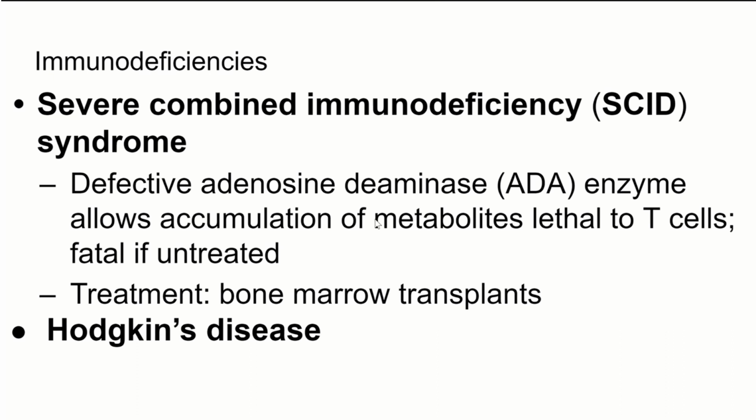So, some immune deficiencies. First we have severe combined immunodeficiency syndrome. This is SCID. This is where we have an enzyme that allows for some metabolites, which are the leftovers of a certain metabolic reaction, to accumulate in the blood, and that destroys T cells. And this is actually fatal if left untreated. The most common treatment is bone marrow transplants.